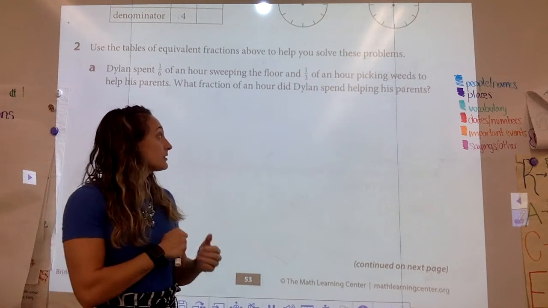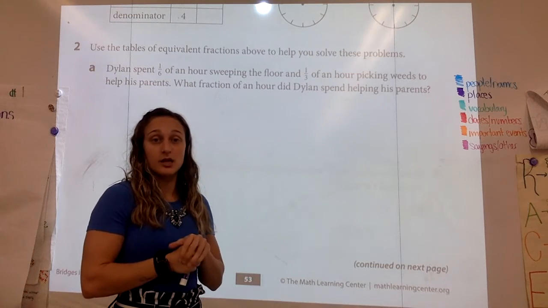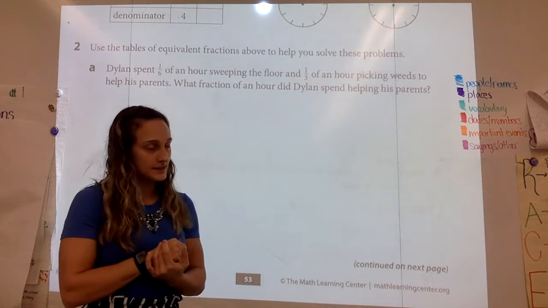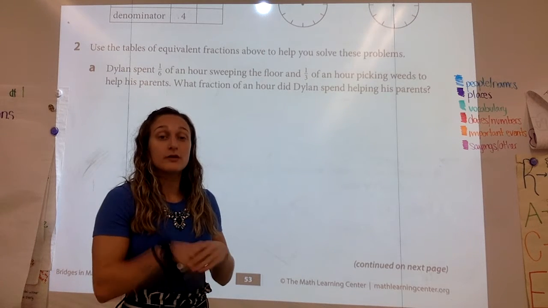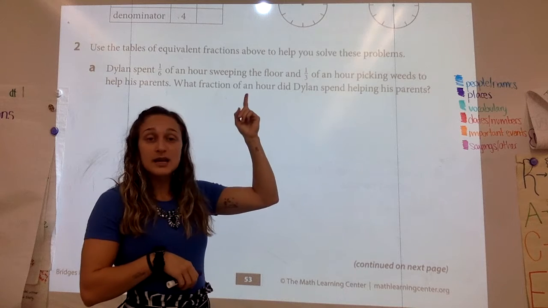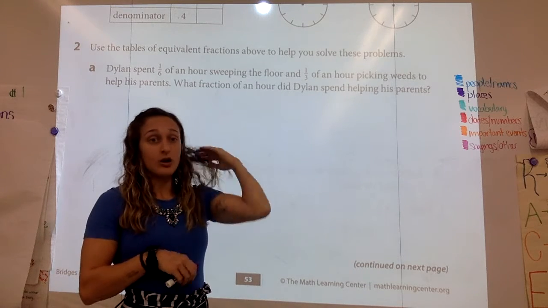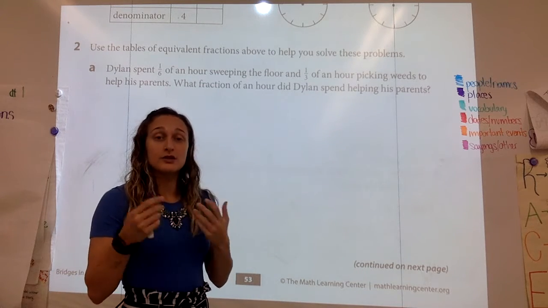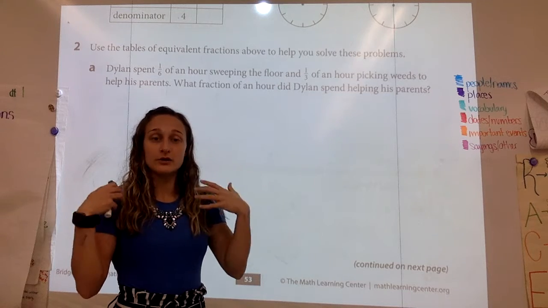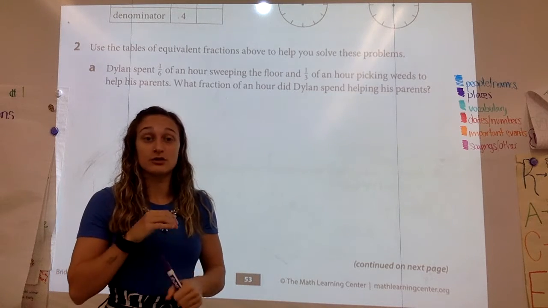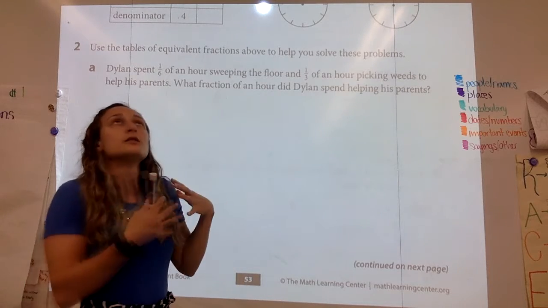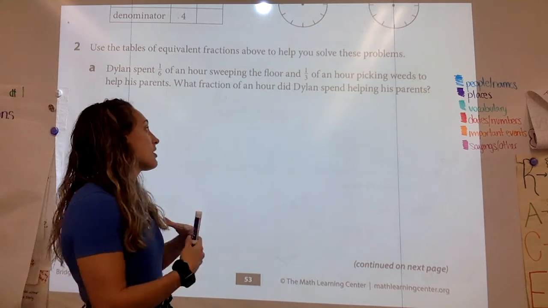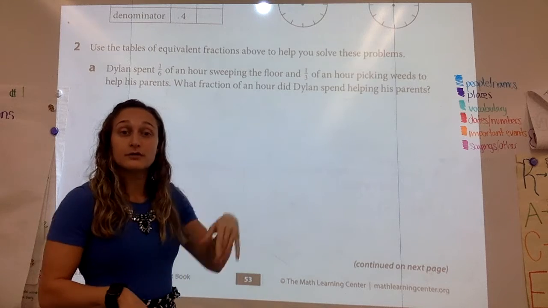All right, so we are going to expand on making equivalent fractions today. If you still need some help with equivalent fractions, there are some of the same problems that were on student book page 55 that you did yesterday. So please go back and view that video if you need some extra help. Today we're going to use what we learned yesterday to help us solve some word problems involving fractions.